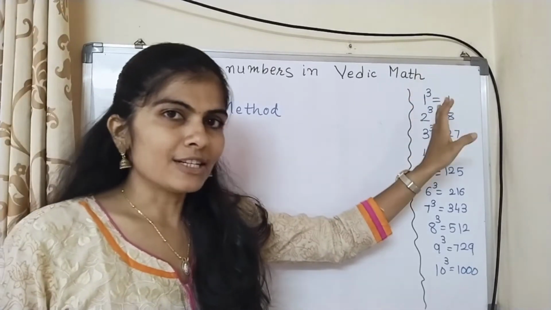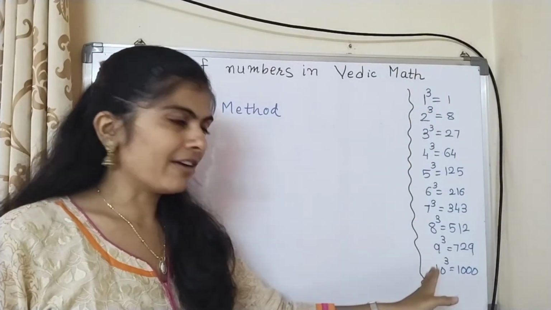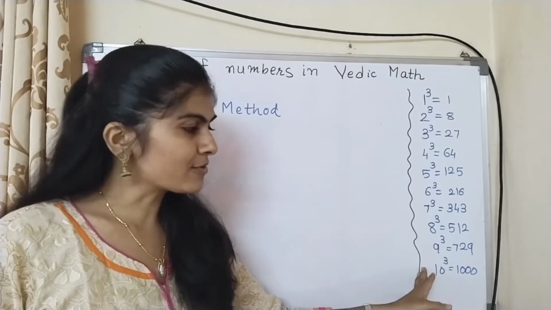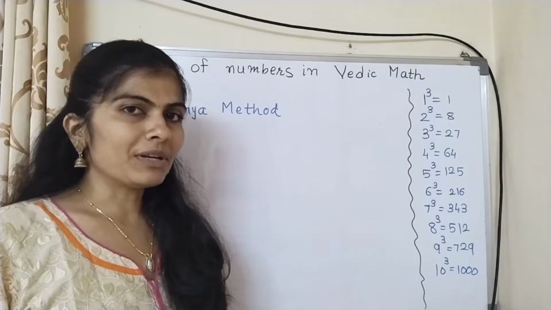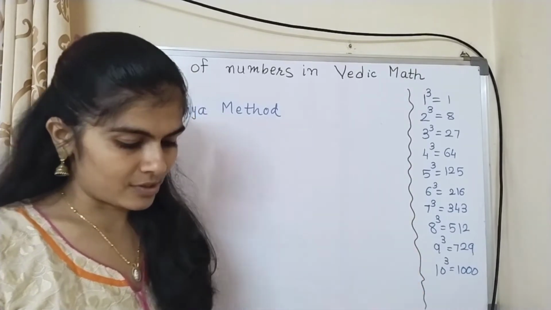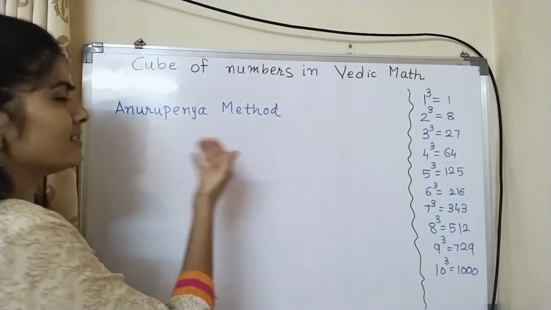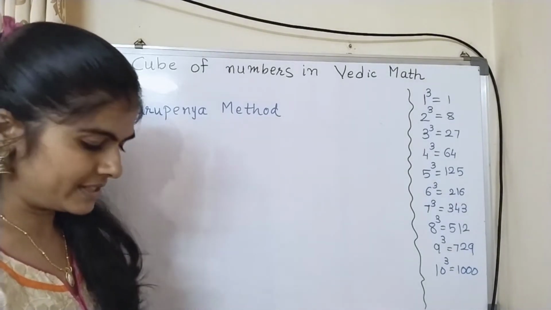And friends, as I told you in the earlier video, you should have idea about the cubes of the numbers from digit 1 to 10. So I already wrote it over here. For any competitive exam, you must remember this. Okay. So now what is this Anurupenya method that we need to understand first?